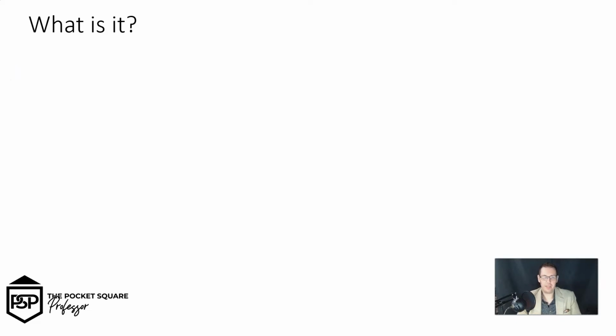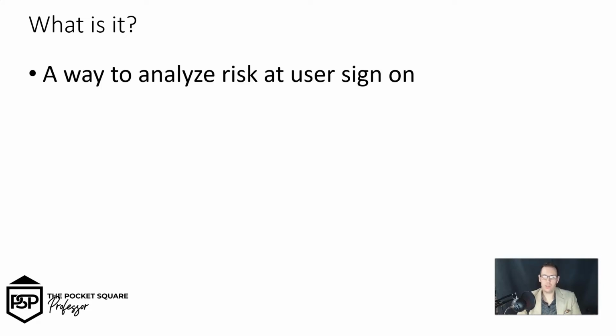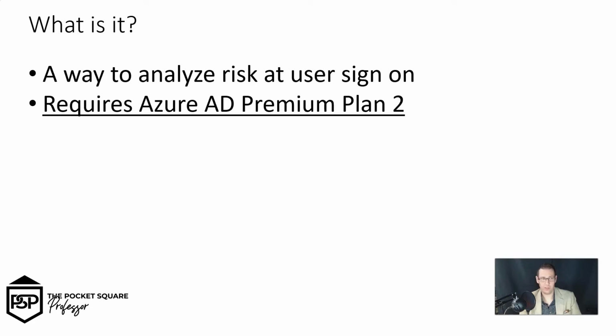So identity protection is the first piece we're going to talk about here. Identity protection gives us, on top of multi-factor authentication and conditional access, a way to analyze risk at user sign-in. Okay, so as the users are signing in, we're able to analyze risk. And I'll explain how this works and what risk essentially is. But just a caveat here, this does require the Azure AD Premium Plan 2 license.